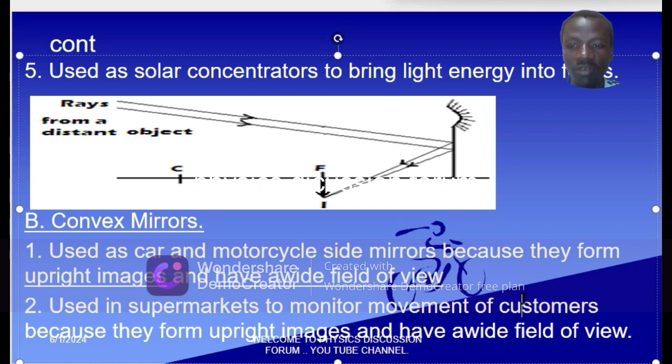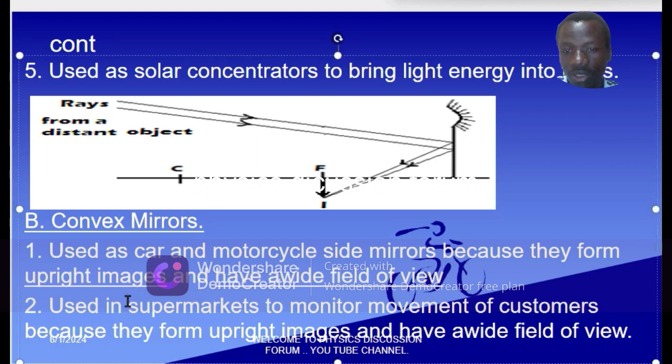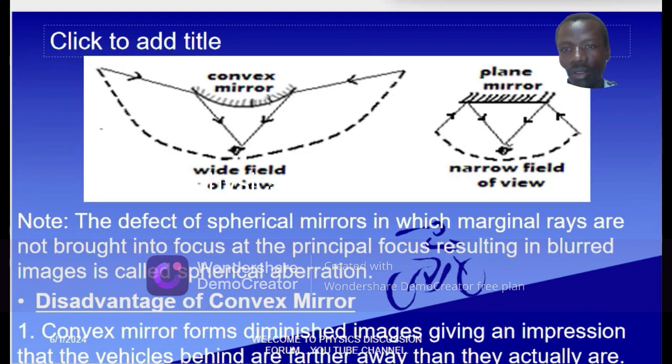I hope you have ever bought a vehicle. You see the driver always uses those side mirrors when they want to overtake. It is used as a mirror because it has a wide field of view and forms upright images. Second, they are used in supermarkets to monitor movement of customers. The reasons are still the same: wide field of view and upright images. You can see it has a wider field of view here than plain mirrors.